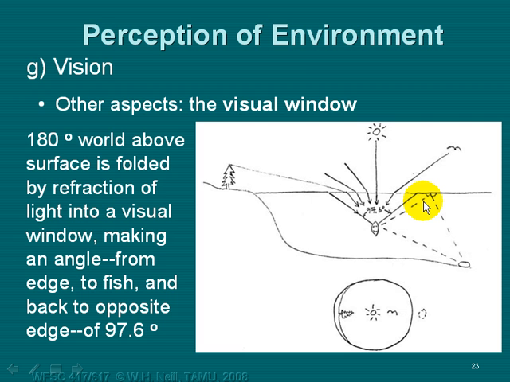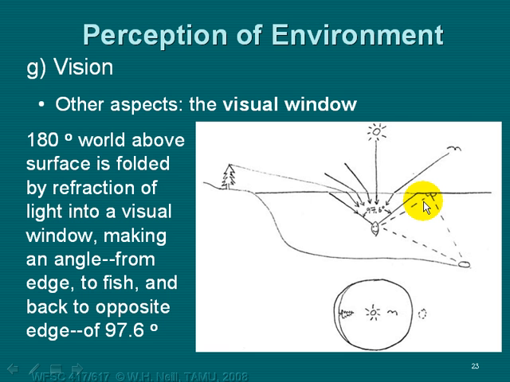So, you could draw me a picture of the visual window of a fish, and you could say that what it means is the 180-degree world above the surface is folded by refraction, not reflection, refraction of light, into a visual window, making an angle from edge to fish and back to the opposite edge, an angle of 97.6 degrees. And if you told me 95 degrees or 99, I'd probably say that's close enough. 96.7 if you got those two digits, if you couldn't remember which, that wouldn't be that important to me.